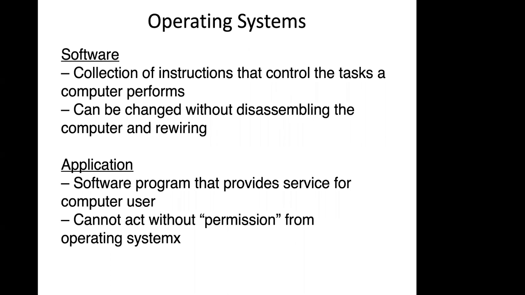You can change the software without disassembling the computer and rewiring, right? You don't need to test the hardware. You just reload a software and it will start working. So the modern operating systems are quite compatible with a lot of hardware devices. And that's where, if you see, you have Windows, you have Linux, you have Mac, right? And within Linux, there are a lot of flavors of operating system, right?